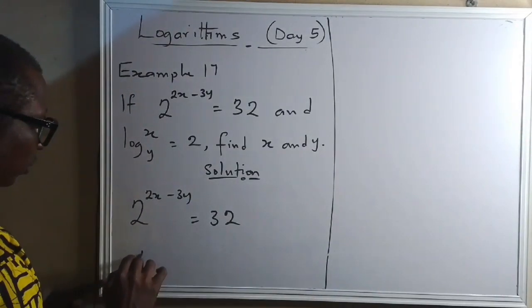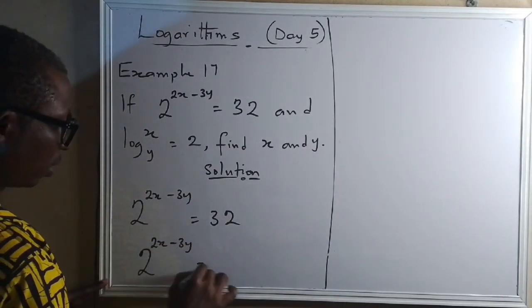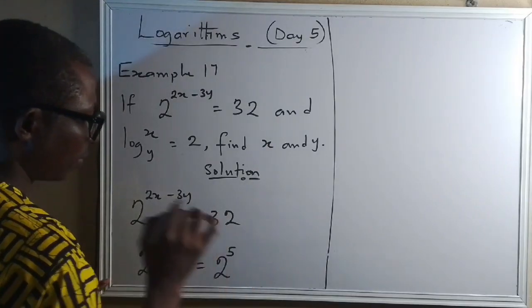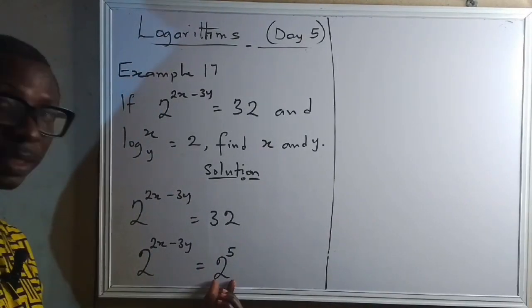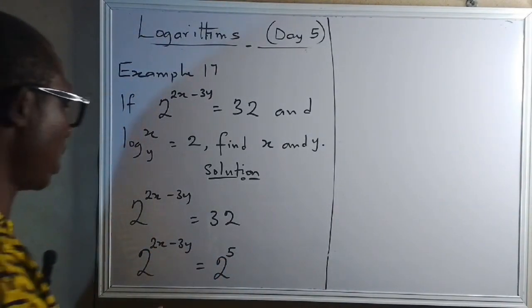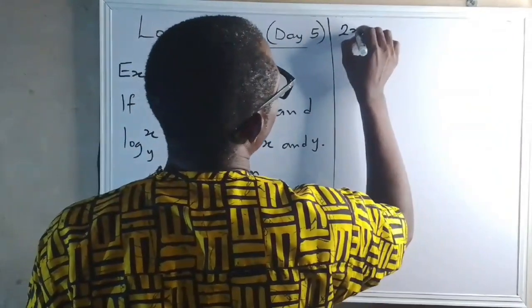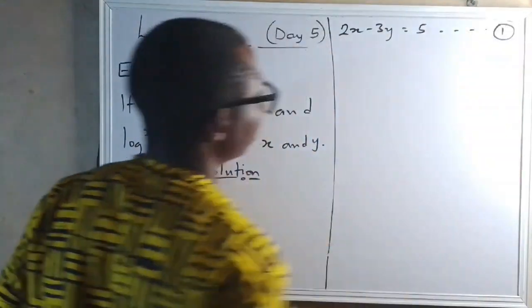So you have 2 raised to the power of 2x minus 3y equals 2 raised to the power of 5. Now you can see that the base here is the same as the base here, so we can equate the powers. So we have 2x minus 3y equals 5. We call this equation 1.